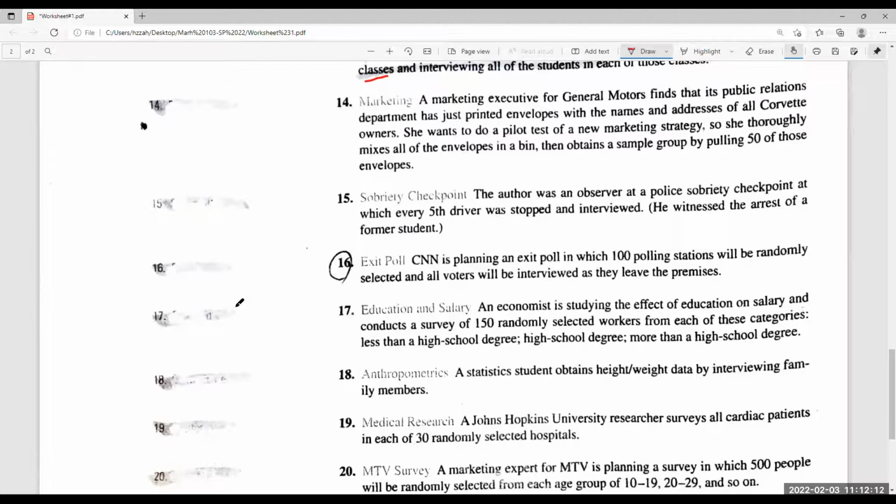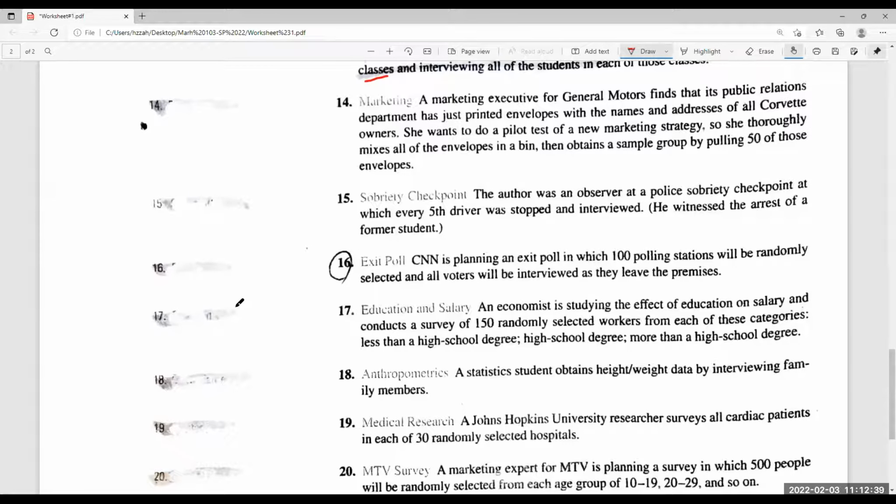CNN, sampling. Which one? Random? No. Is this stratified? Oh, no, this is convenience. No, just think about it, we have many polling stations. So what they did, they only pick... cluster? It's cluster, because there's more than 100 polling stations.